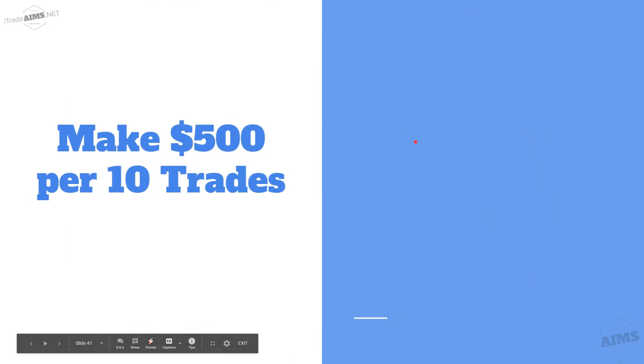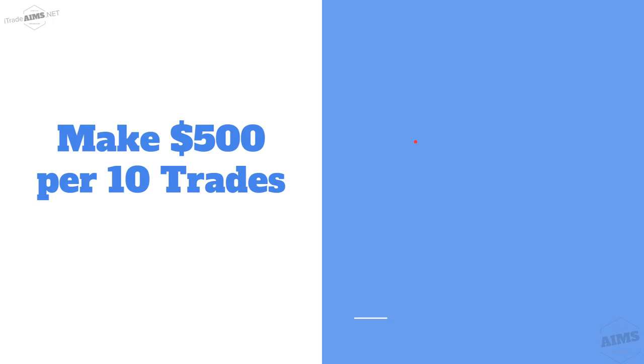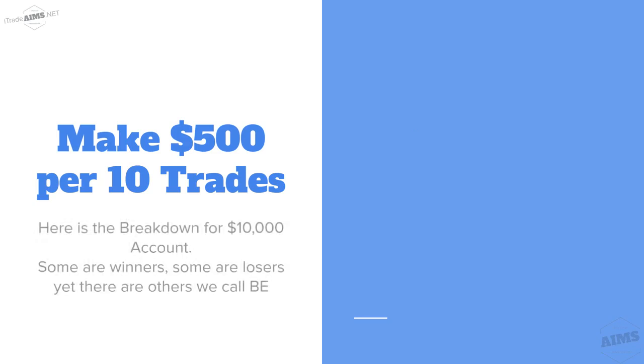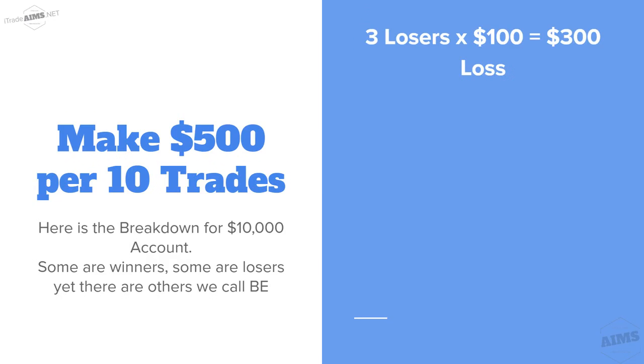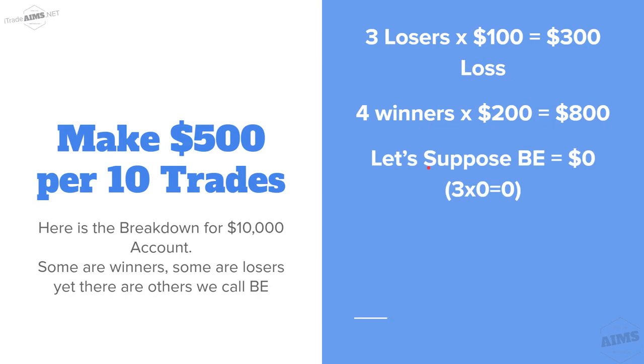So what does that mean? Can you make $500 per 10 trades? You can. So here's the breakdown for this. For a $10,000 account, 3 losers are $300 loss. 4 winners, because when we win, we win double of what we lose on each trade. So that's $200 turns into $800. So let's suppose the break even are zeros, because even if you make $10, that's just the cost, so forget that. So 0. So as a whole, we can see simple math. 800 is the total profit less the losses. You're left with $500 every 10 trades.